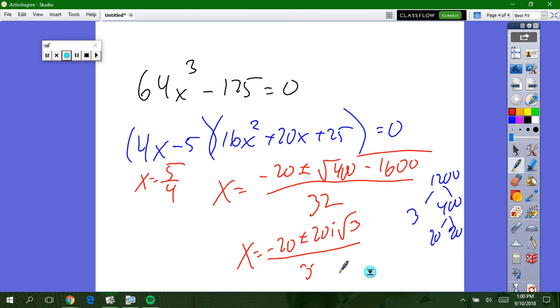What do they all have in common? They all have a 4. So my other answers are negative 5 plus or minus 5i root 3 all over 8.